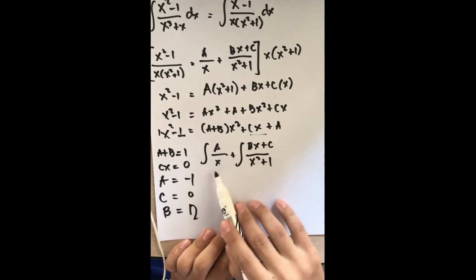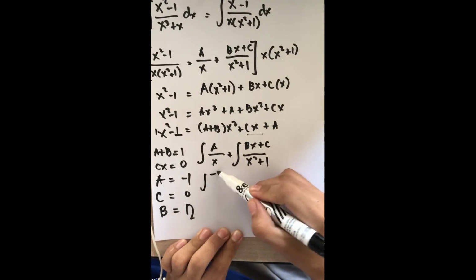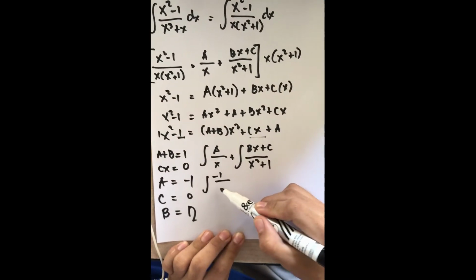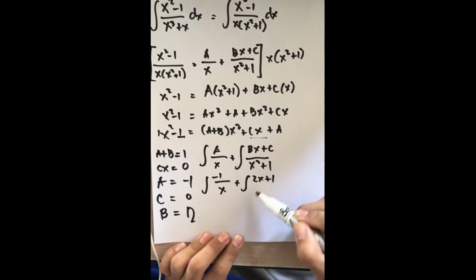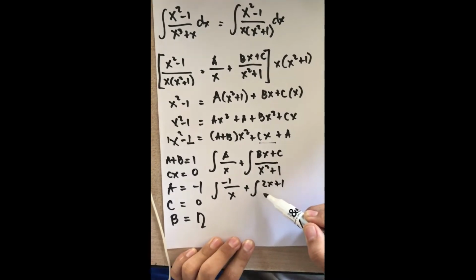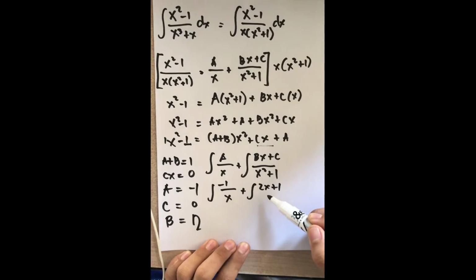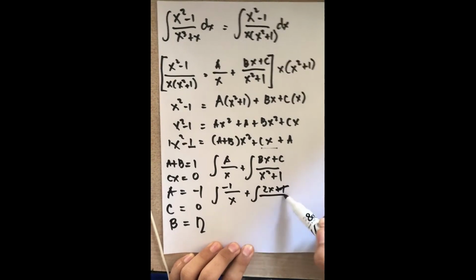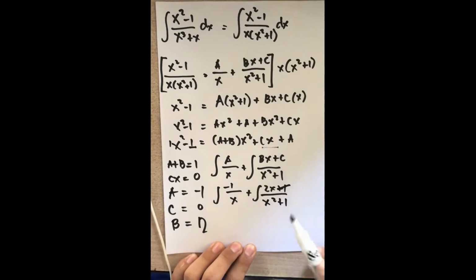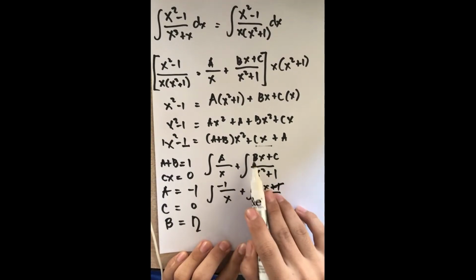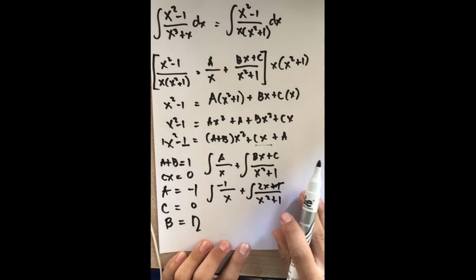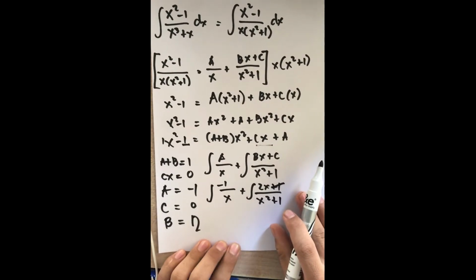The integration of negative 1 over x plus 2x over x squared plus 1. So separate the equation into two different integrations: the integration of negative 1 over x plus the integration of 2x over x squared plus 1.